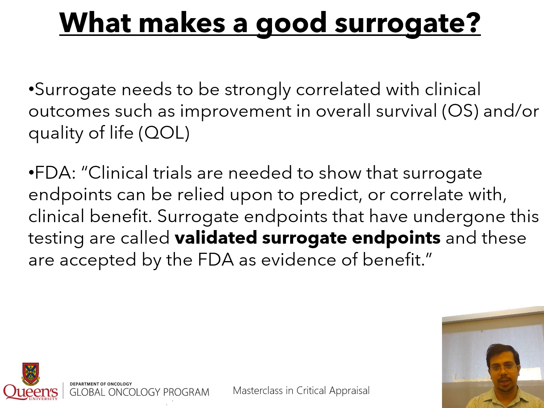According to the FDA, clinical trials are needed to show that the surrogate endpoints can be relied upon to predict or correlate with clinical benefit. Those endpoints that have undergone this sort of correlation testing are called validated surrogate endpoints, and these can be used as evidence of clinical benefit. But if the surrogate endpoints have not undergone this testing, then they are not yet validated, or if they have undergone this testing and have shown poor correlation, then those are invalid surrogate endpoints. So whenever we see a surrogate endpoint as a primary endpoint in a clinical trial, we should first check whether it's a valid surrogate endpoint or not.